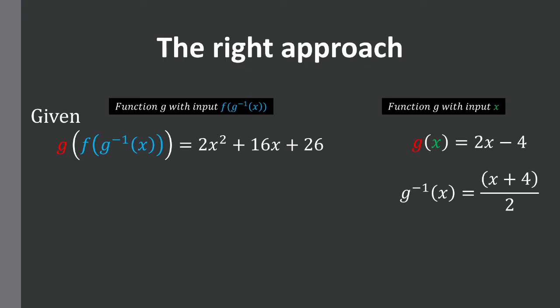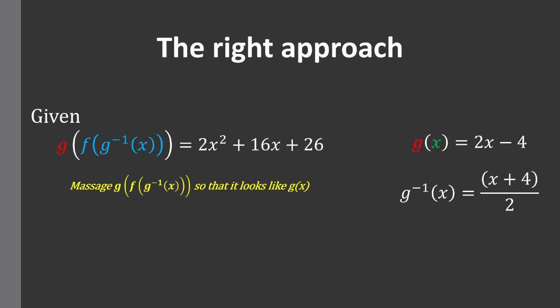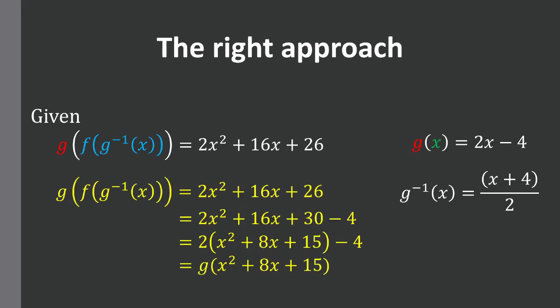So let me reorganize or massage the function on the left, the g of f of g inverse, so that it looks more or less like the function on the right, more like the simple definition of g of x, right? So what do I do? Well, I take the g of f of g inverse, which is a quadratic formula. Now, instead of adding 26, I add 30 and I subtract 4. Why do I do that? Look, on the right side, I have something subtract 4, right? And then I take the first 3 terms together. I factor out a 2, right?